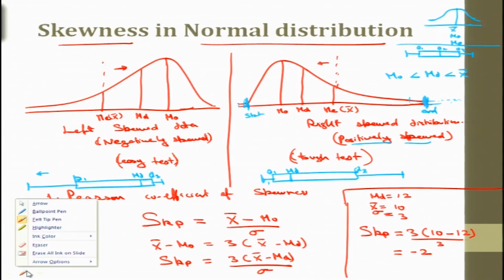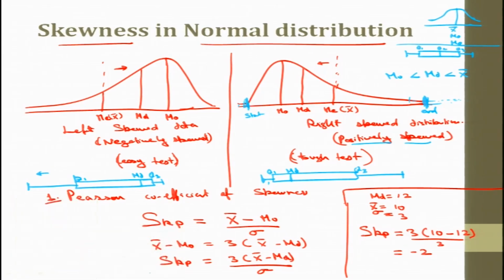Now, there are two values here. Minus 2 implies it is negatively skewed, and this is the extent of skewness. Like I said, in negatively skewed, here we have mean or x bar less than median and less than mode. We can see that x bar was less than median in this case. So, it is negatively skewed.